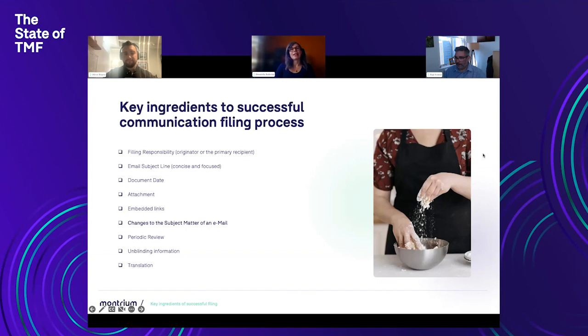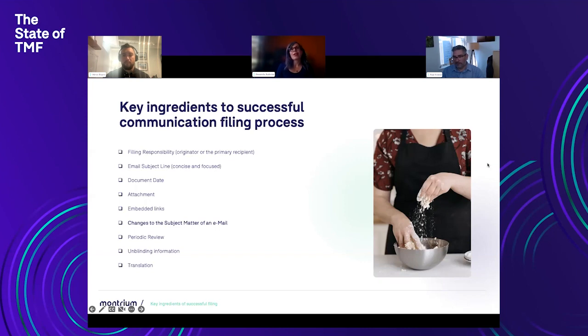Absolutely, Oliver. As we said, it's a very complex process, and you need to consider lots of aspects, lots of steps, lots of details, and you have to identify and establish a rule for responsibility. As we already discussed, there are a lot of stakeholders in TMF management, so lots of stakeholders are going to issue emails. So who is going to do what? The originator, the primary recipient, both, the sponsor, the CRO? So who is responsible for managing and coordinating this process?